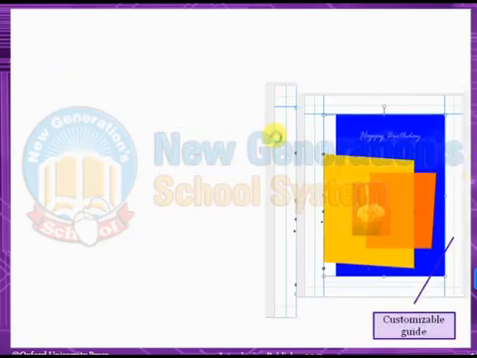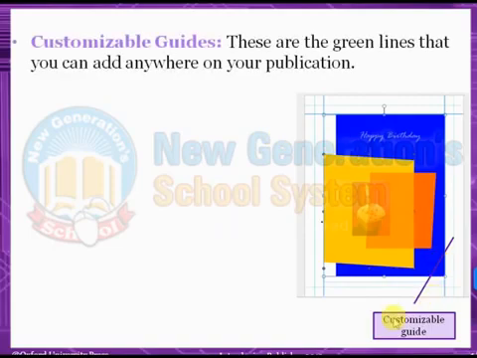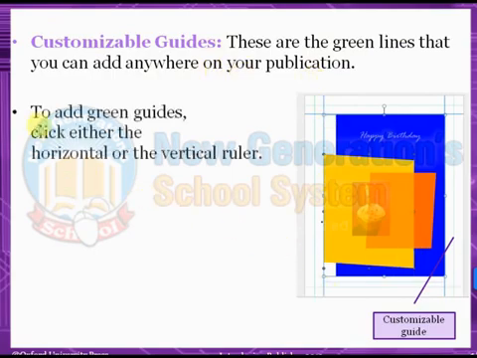So students, this is the customizable card. Customizable guides, what are these? These are the green lines that you can add anywhere on your publication. You can see these are the green lines. Okay, then the next is to add green guides.